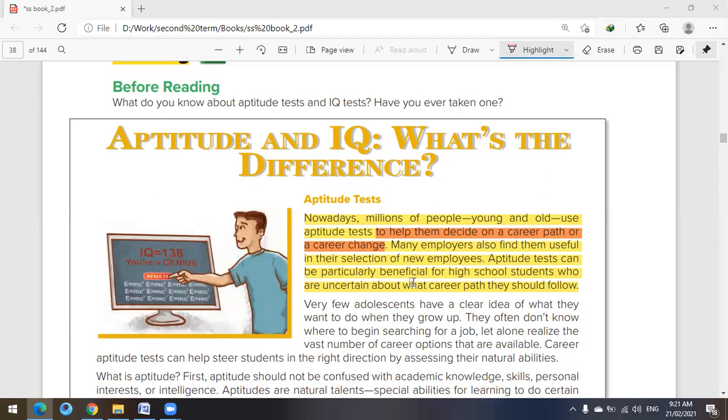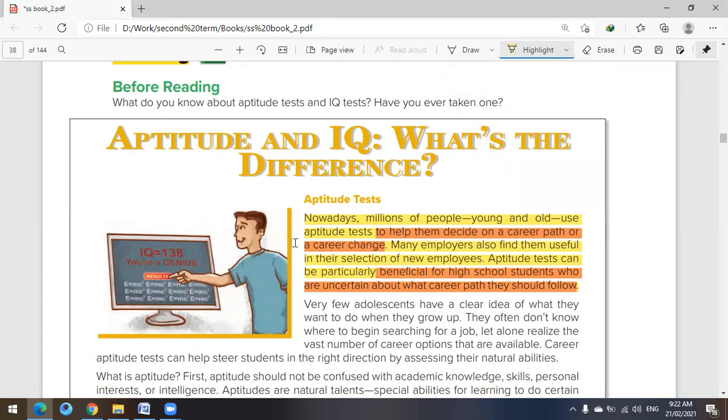So you can say that aptitude tests help students who are uncertain about what career path they should follow. How is it beneficial? How is it useful for them? It helps uncertain students about what career path they should follow. So we can say that the answer is: beneficial for high school students who are uncertain about what career path they should follow.